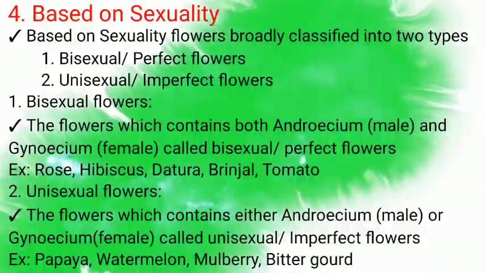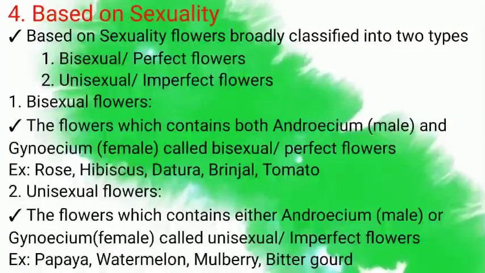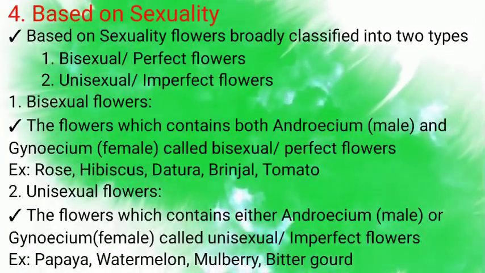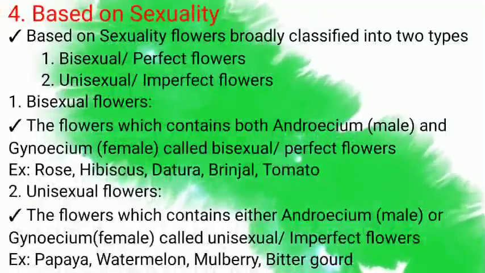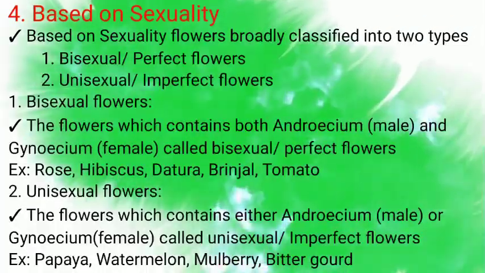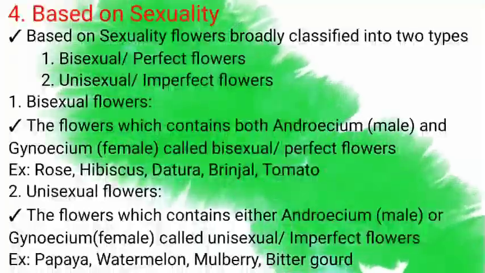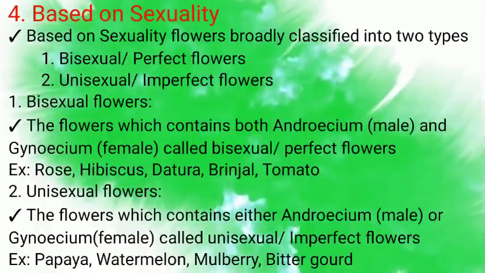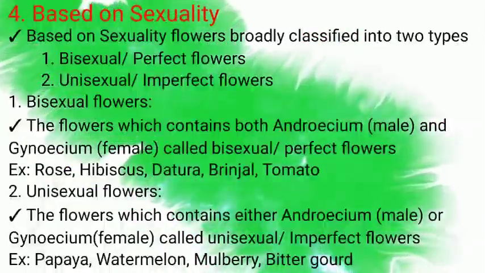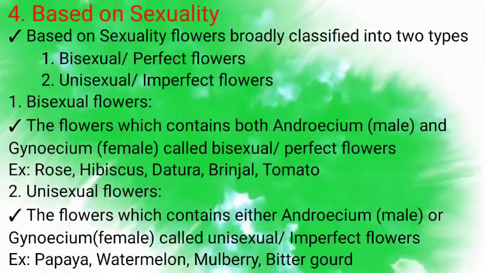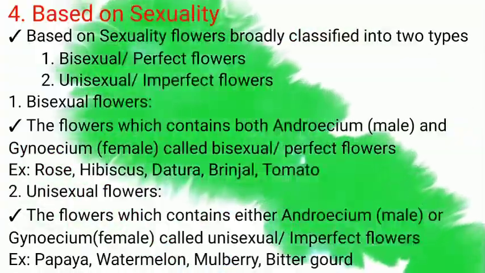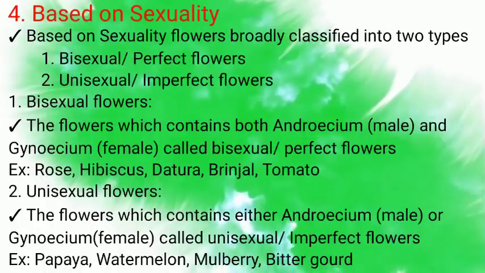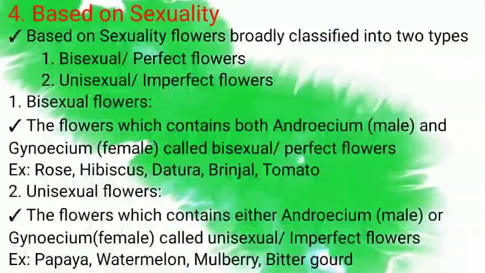The fourth aspect of classification of flowers is based on sexuality. Based on sexuality, flowers are broadly classified into two types: bisexual or perfect flowers, and unisexual or imperfect flowers. Coming to bisexual flowers, the flowers which contain both androecium, the male part, and gynoecium, the female part, are called bisexual or perfect flowers. Example: rose, hibiscus, datura, brinjal and tomato.